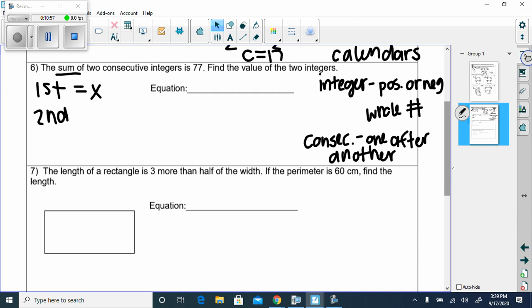I was just putting a dash, like x, so equals x. Sorry about that. Okay. And I don't know what my second one is either, right? But I do know that if the first one is x, the next one is whatever comes one after. So x plus 1. We do need to combine our like terms when we make our equation, and how many x's do we have? 2. So I'll have 2x plus 1 should equal 77.